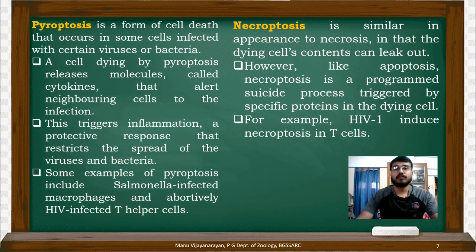Necroptosis is another form of cell death which can be said to be a modified version of apoptosis, where the death of the cell is initiated by a group of proteins. The cells which are infected by virus, bacteria, or whatever the pathogen might be, are acted on by a group of proteins that ultimately kill the cell and prevent the body from being infected.